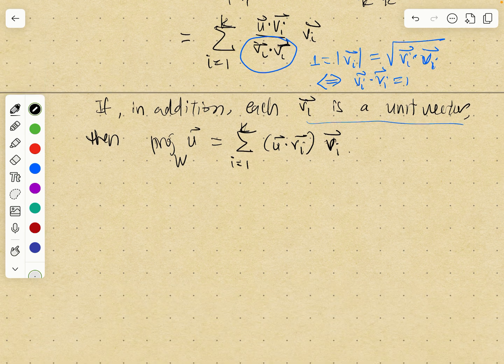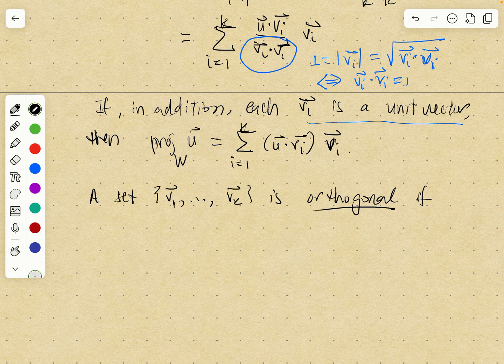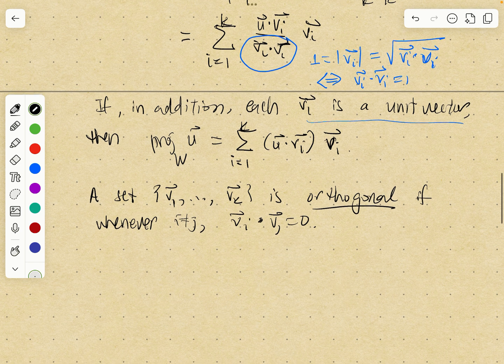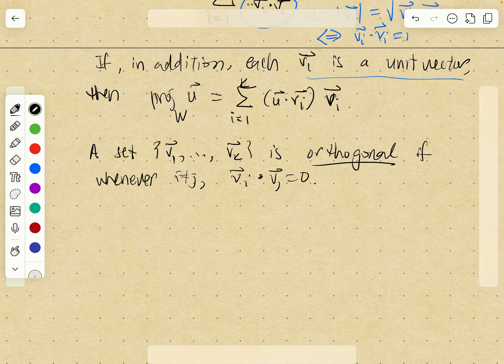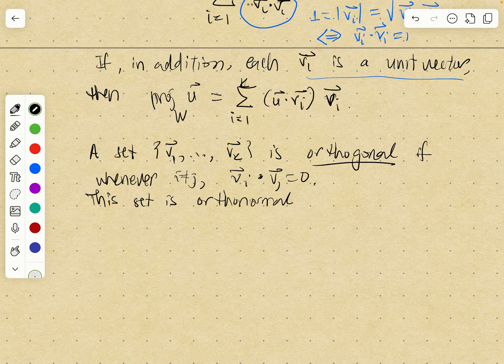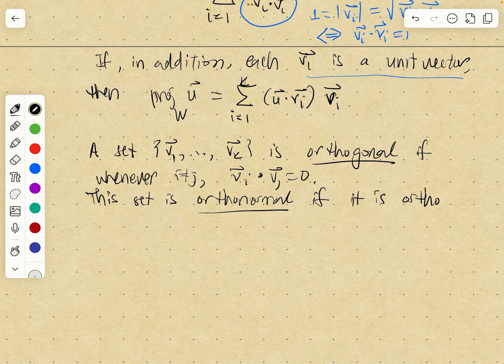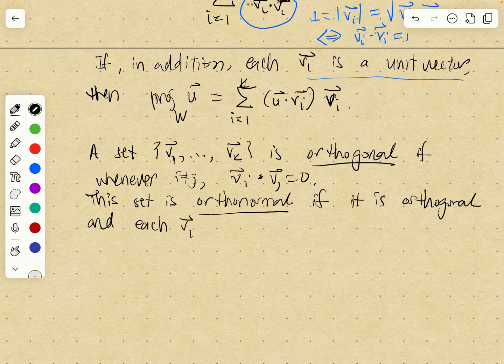And now we want to introduce some terminology. We would say that a set v1 through vk is called orthogonal if each of the vectors are orthogonal to each other, so pairwise orthogonal. If whenever i is not equal to j, the dot product of vi with vj is equal to 0. And we say that the set is orthonormal if it is orthogonal, okay, we just went over what that means, and each of the vectors is a unit vector, each vi is a unit vector.